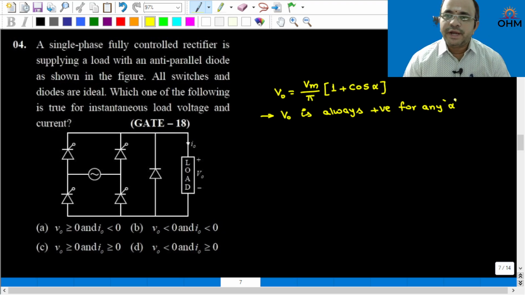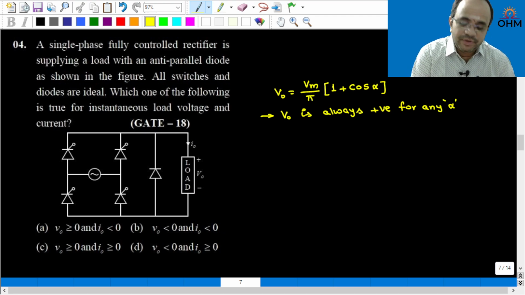Suppose if the freewheeling diode is not there, then V naught will be positive for alpha less than 90 degree and V naught will be negative for alpha greater than 90 degree. That is a normal full converter operation. But the moment the freewheeling diode is connected, this output voltage will never go to the negative side. Therefore, V naught is always positive for any firing angle.